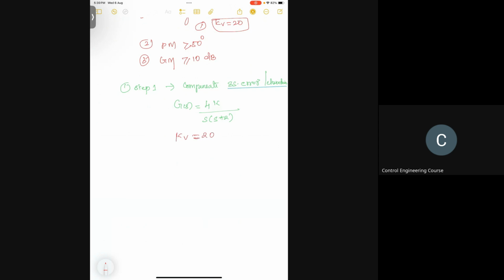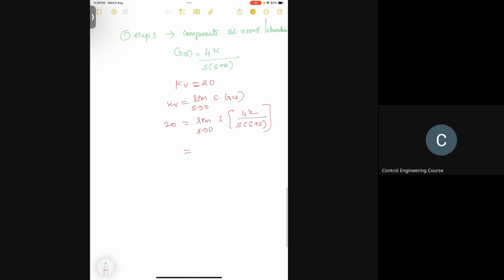So we will use this Kv equal to limit s tends to 0 of s into G(s). This will give us 4K by s into s plus 2, right? Now this is 20, so 20 equals 4K by 2, which is 2K, so K equals 10. Right. Now we found the open loop gain.